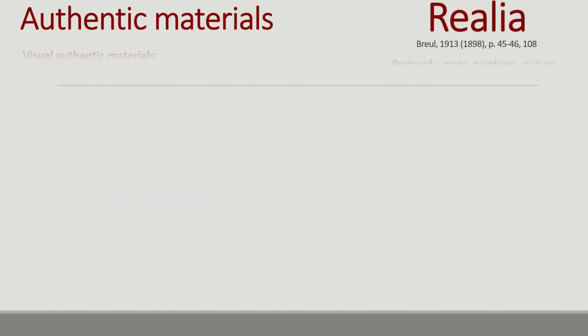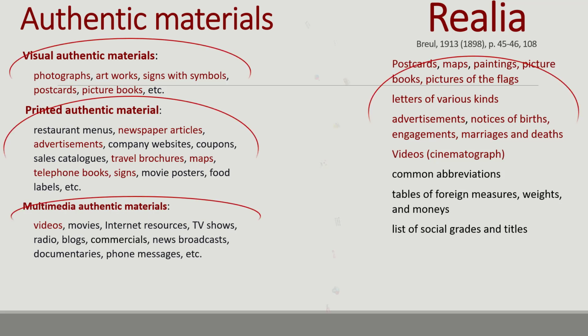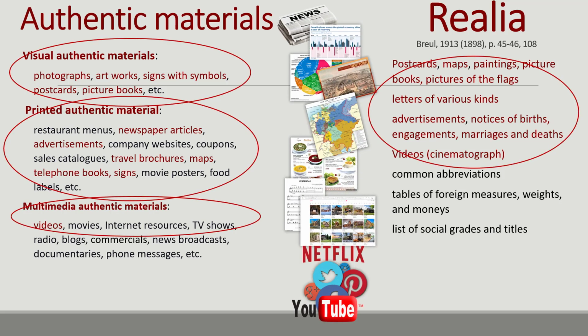Among typical authentic materials, we find many items similar to those we can also find in the list of realia suggested by the theoreticians of the direct method. The significant difference between realia and authentic materials does not lie in the list of objects, but rather in the purpose of using them.